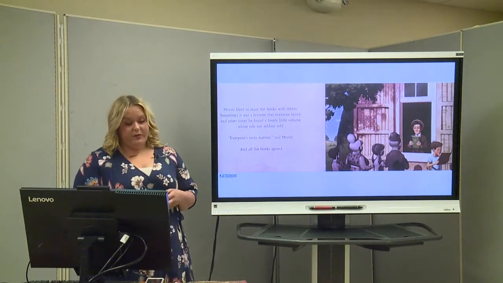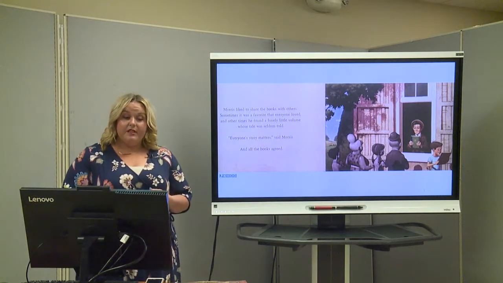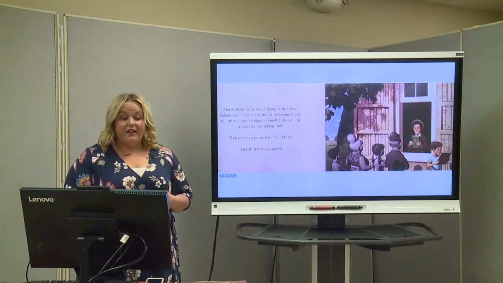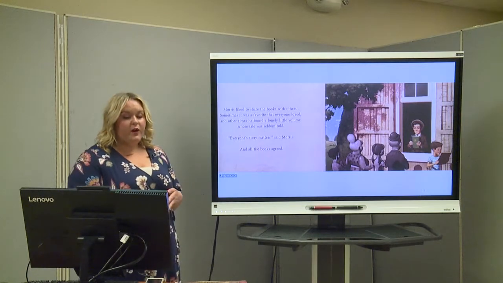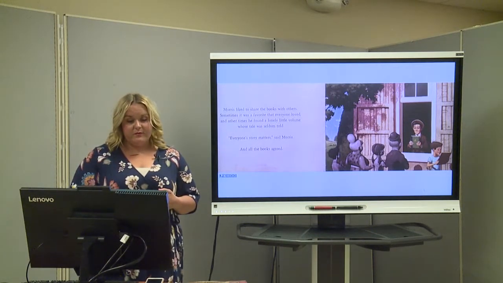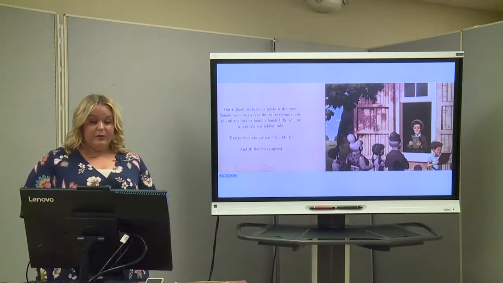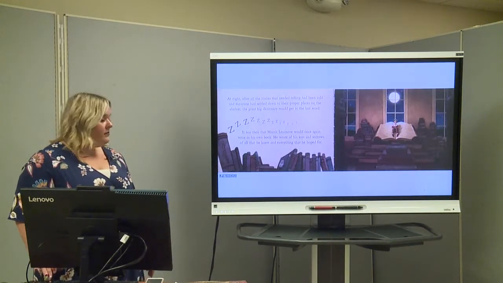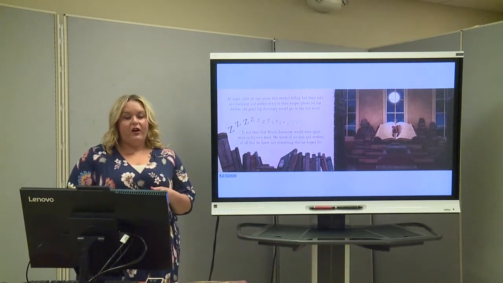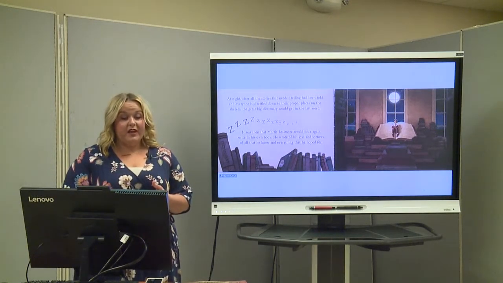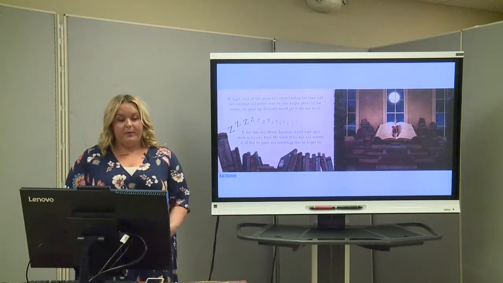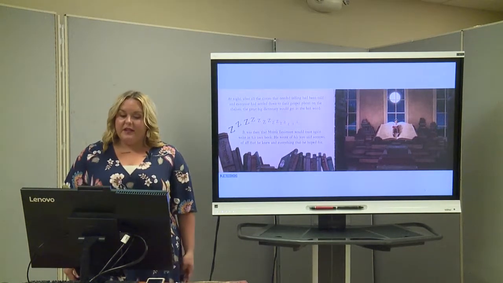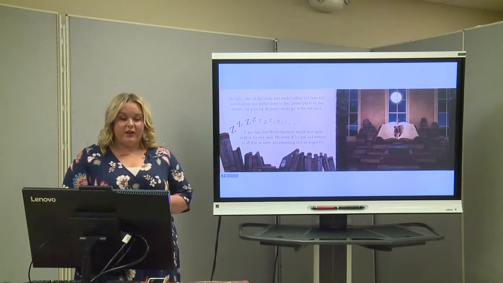Morris liked to share the books with others. Sometimes it was a favorite that everyone loved, and other times he found a lonely little volume whose tale was seldom told. Everyone's story matters, said Morris, and all the books agreed. At night, after all the stories that needed telling had been told, and everyone had settled down to their proper places on the shelves, the great big dictionary would get in the last word.